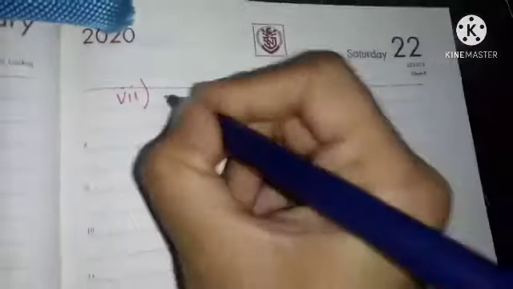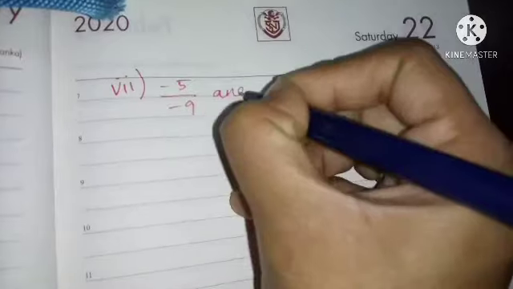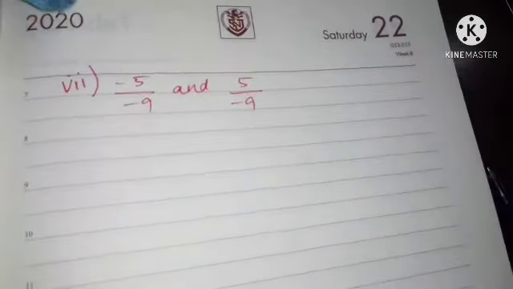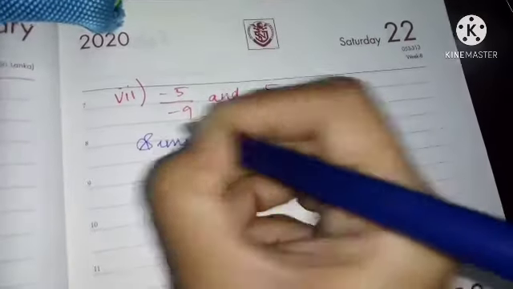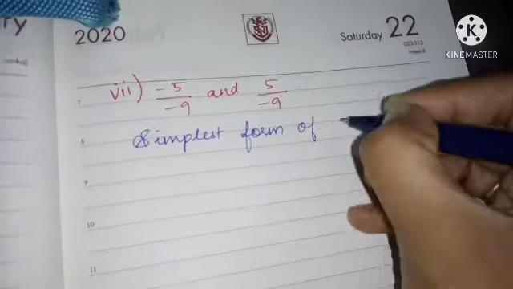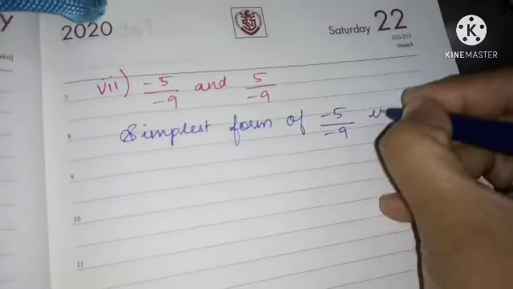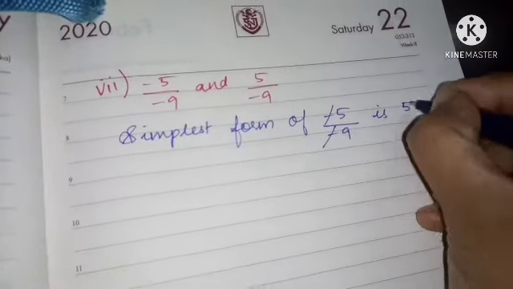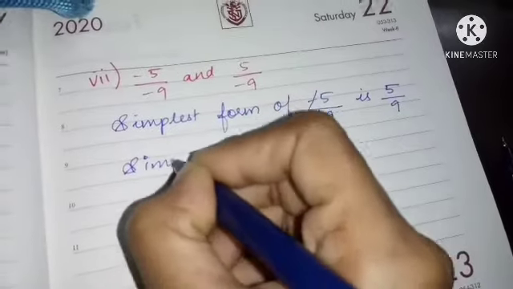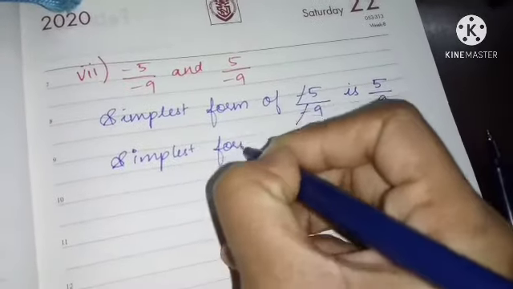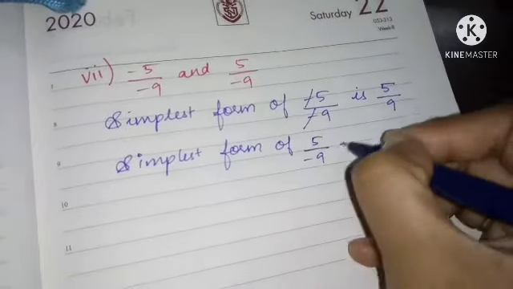Okay. Next is your seventh problem: minus 5 by minus 9 and 5 by minus 9. So now what will you do? As usual, the simplest form of minus 5 by minus 9: the minus signs cancel. So 5 by 9. Can we cancel this 5 by 9? No. Next, the simplest form of 5 by minus 9 is what?